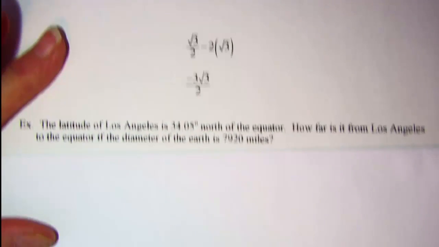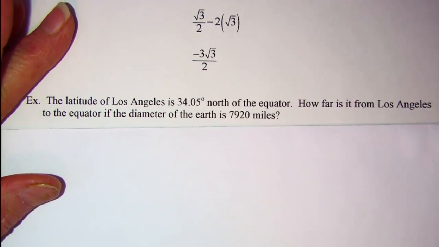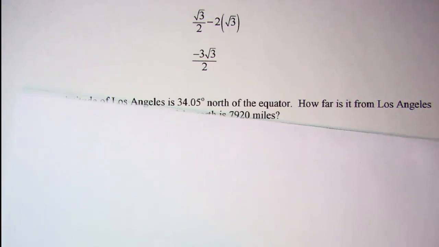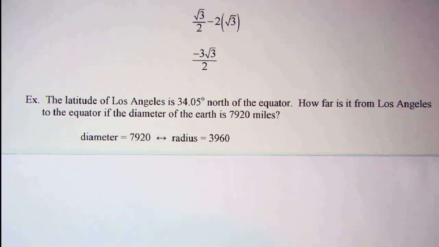Now let's look at a word problem. The latitude of Los Angeles is 34.05 degrees north of the equator. How far is it from Los Angeles to the equator if the diameter of the Earth is 7920 miles? Okay, first of all, we know that if the diameter is 7,920 miles, then the radius will be 3,960 miles. Just divide your diameter by 2.